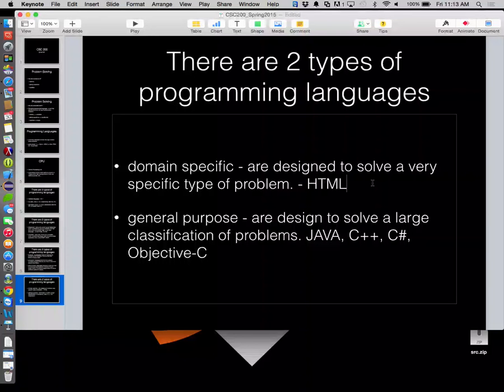What do you think? We just said that it solves a very specific problem, right? Question is, is HTML a programming language by the definition we've put forth? What does HTML stand for? Anybody know? Hypertext markup language. So it has the word language in it, but does that mean it's a programming language?